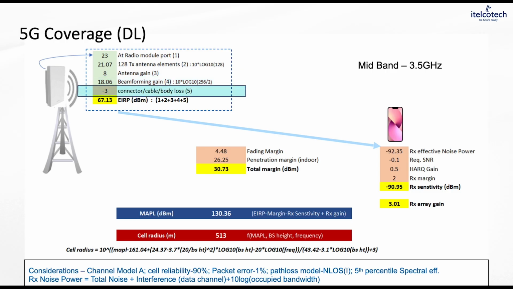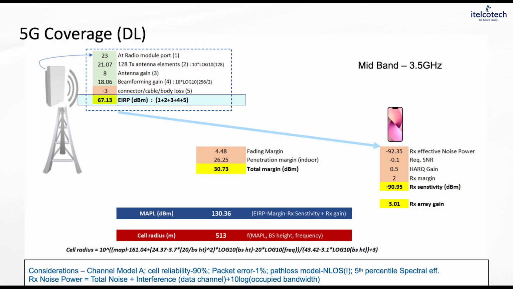We have some connectors and cables, for which we are considering some loss, and then we come down to the EIRP, which is the summation of all these five different points. The EIRP in this case we got as 67.13 dBm. This is at the transmitter end.